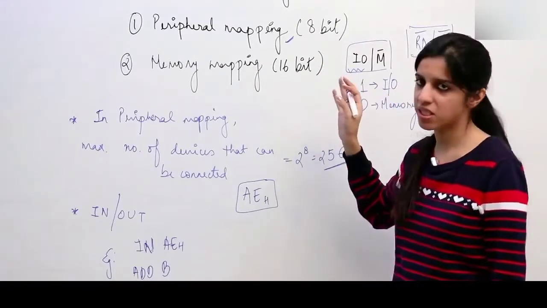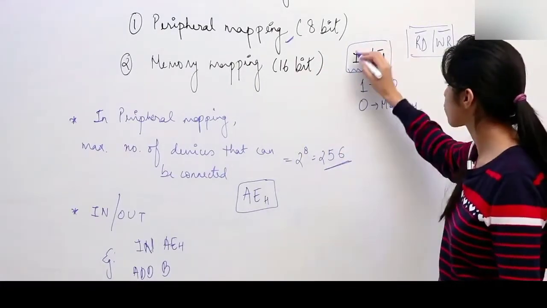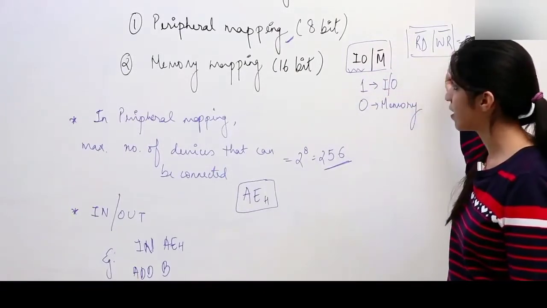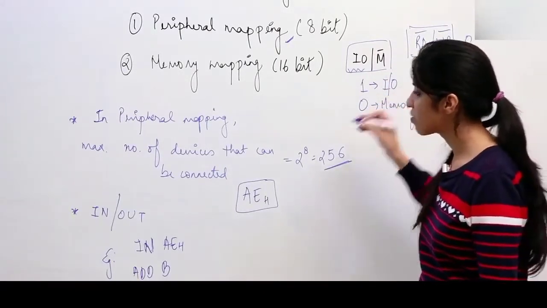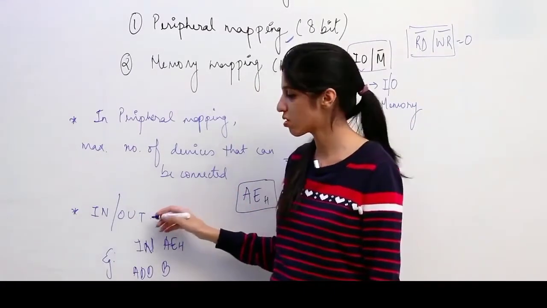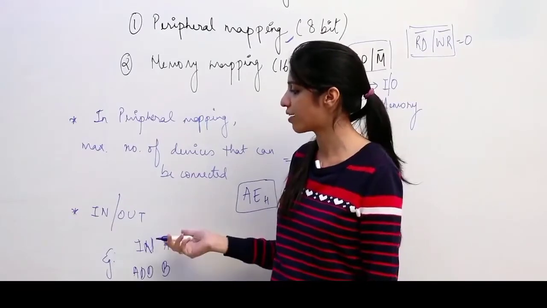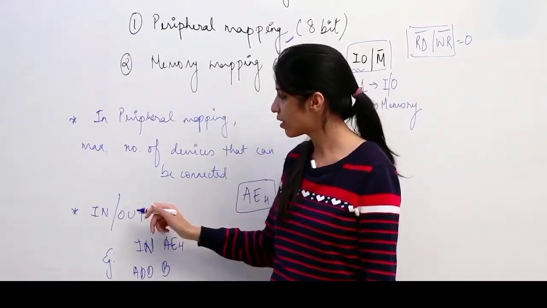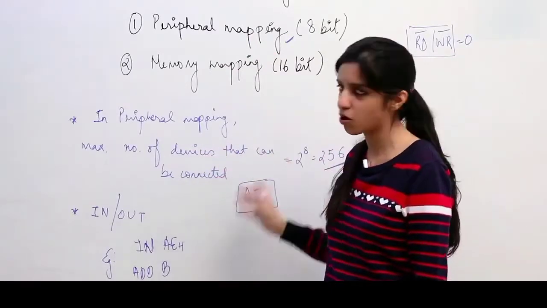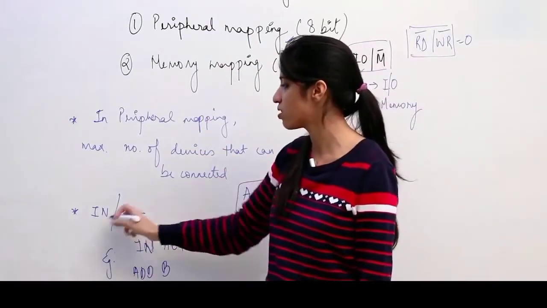If we are giving them 16-bit addresses, then I am going to make this pin 0. Then we are going to treat them as memory locations and read and write from them. But in that case, we cannot use the IN and OUT instructions. These instructions work only for 8-bit addresses. If you are connecting devices using peripheral mapping, and their devices have 8-bit long addresses, only then can we use these instructions IN and OUT.